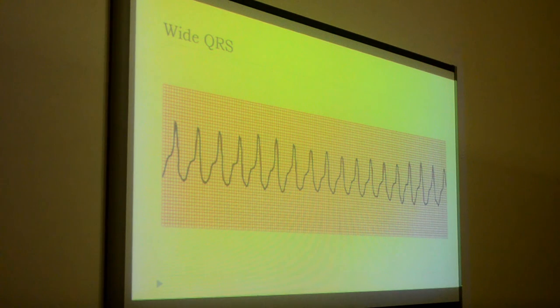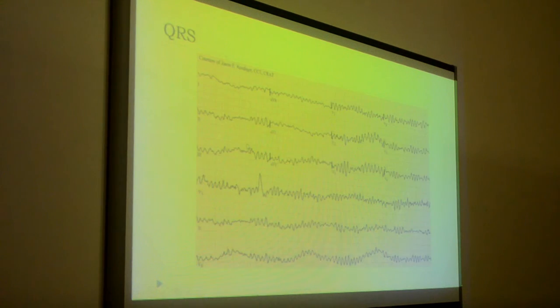What do we call this? Okay, good, but where is it coming from? Ventricle. Okay, it's coming from the ventricles, exactly. So this is ventricular tachycardia. Wide QRS complex tachycardia. Now the rhythm seems regular, actually. Ventricular tachycardia.